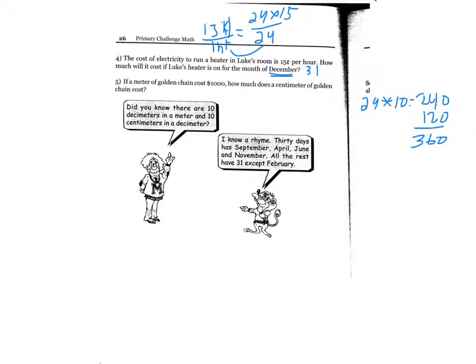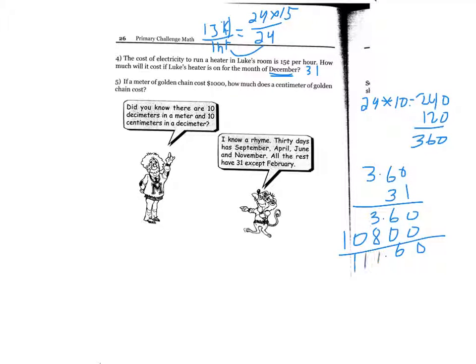So we have $3.60 per day, 360 per day, times 31 days. So we have to remember it's times 31 days. So what will that be? So it'll be 360, and then 108, I guess. So how much will that be altogether? So it'll be $111.60.